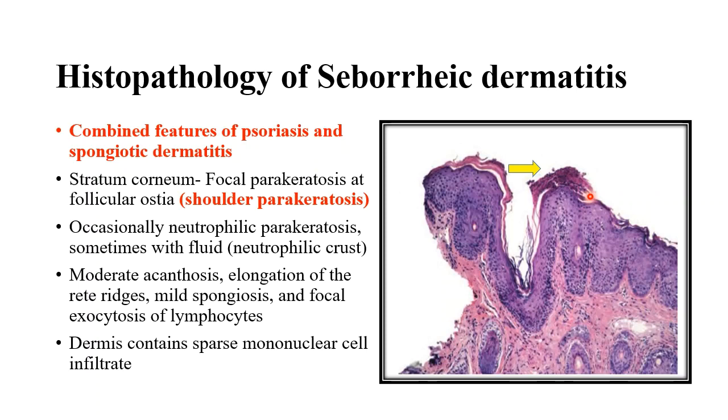There is moderate acanthosis with regular elongation of the rete ridges, mild spongiosis and focal exocytosis of lymphocytes. Dermis contains sparse mononuclear cell infiltrate. Now, in this we can see the hyperplastic epidermis, neutrophilic parakeratosis on the follicular ostia, which is known as shoulder parakeratosis, and we can see the spongiosis is minimal.